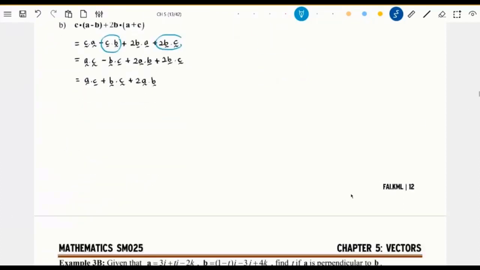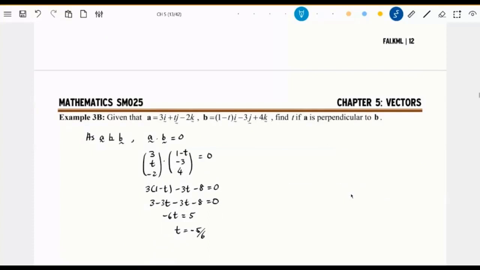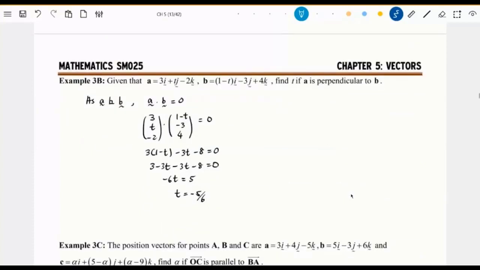Now we proceed with the 3B. Okay, 3B dia mention, ini yang macam saya cakap awal-awal tadi. By given the properties, A is perpendicular to B, you have to find the unknown. So kalau kamu tak tahu apa nak buat dengan properties A perpendicular to B, it means kamu tak boleh buat apa-apa pun. You have nothing to do. Kamu tak boleh nak proceed pun nak jawab soalan.